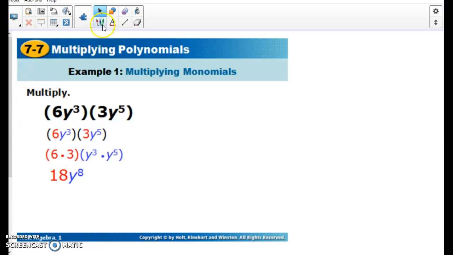Okay, so like I said, this part we did in section 2. So if I have 6y to the third times 3y to the fifth, remember I'm just going to multiply those numbers. So that's where my 18 comes from. And then y to the third and y to the fifth is going to make y to the eighth.